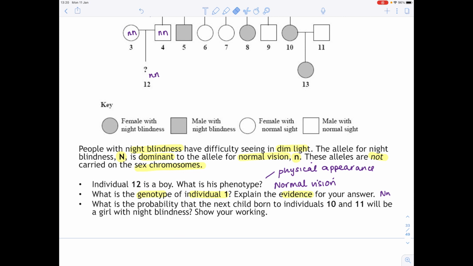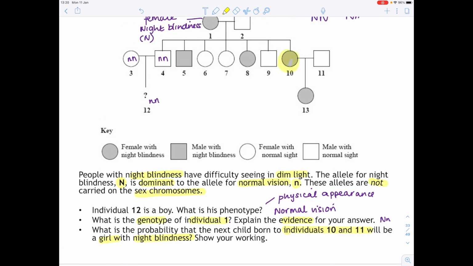So what is the probability that the next child born to individuals 10 and 11 will be a girl with night blindness? Show your working. So 2 things to point out. First of all, that they have to be a girl, and second of all, that they have night blindness. So we're looking at individuals 10 and 11. So in order to work this out, we need to actually do a Punnett square.